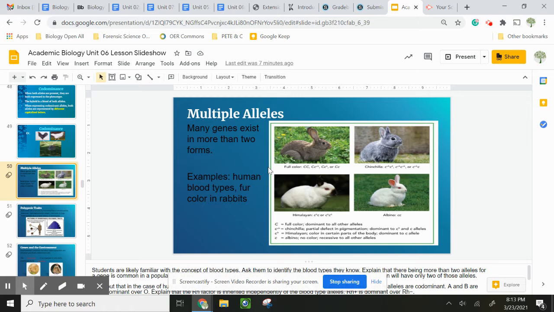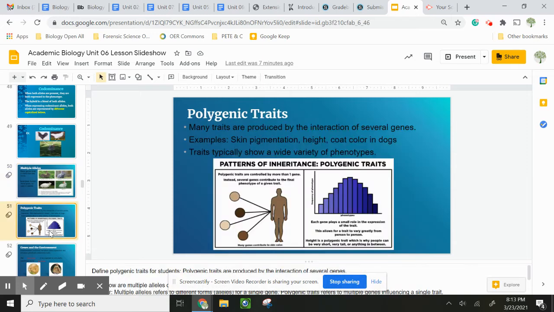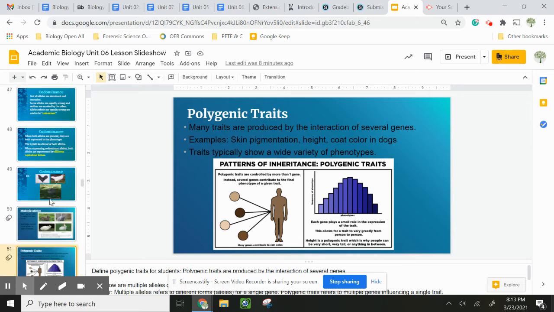So, multiple alleles occur where you have to have some of these superscripts to denote the specific allele for that phenotype, for that characteristic. So, multiple alleles, we see that all the time. Polygenic traits are another exception to Mendel's rule that explains some of the variety in the phenotypes of different species, different populations. So polygenic traits are produced by the interaction of several genes.